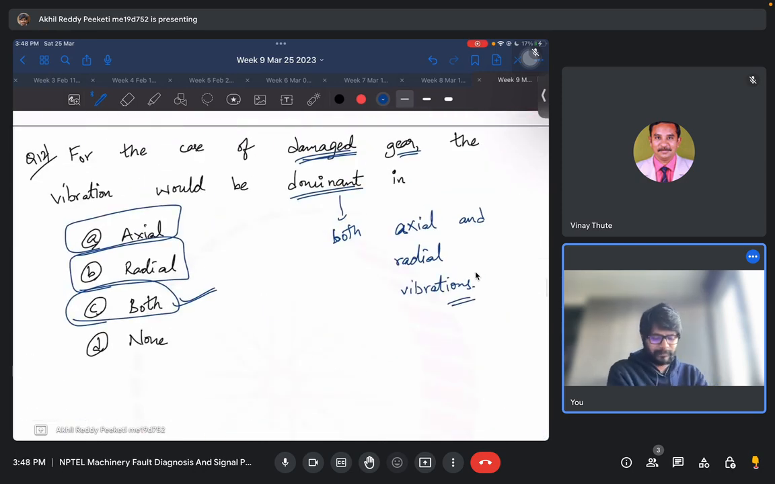Next. For the case of a damaged gear, the vibration would be dominating. When you have a damaged gear, both axial and radial vibrations are possible. So the answer here is both.